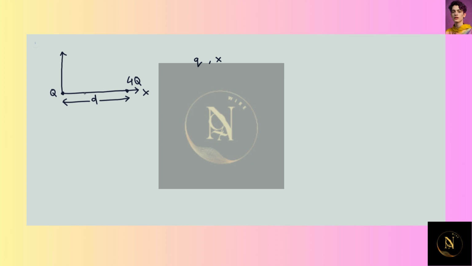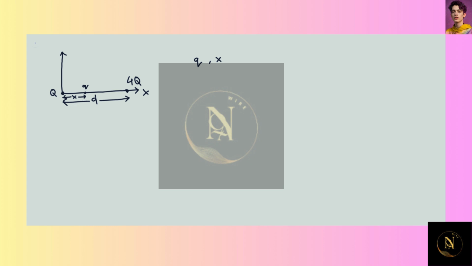So let's say the third charge is at a distance x from capital Q, and we want to calculate this x first, determine the place of the charge q where the two electric fields have the same magnitude, the electric fields due to capital Q and 4 times capital Q. So this is x.